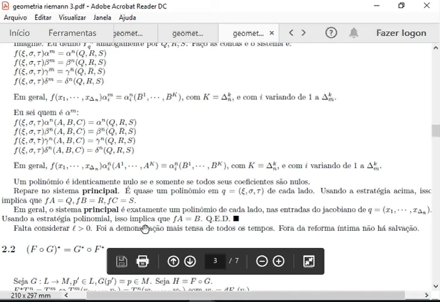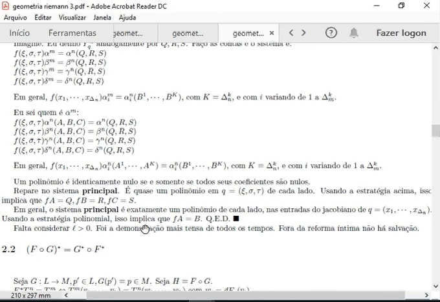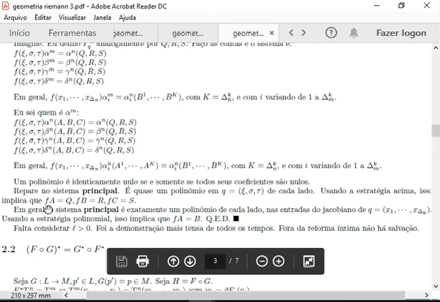And what we have here? A polynomial is identically null if and only if every coefficient is null. Just take a look at the main system. It's almost a polynomial in Q equals to C sigma tau on both sides. Using that strategy above, this implies that FA equals 2Q, FB equals 2R, and FC equals 2S.